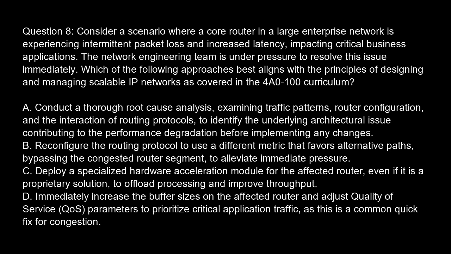protocols, to identify the underlying architectural issue contributing to the performance degradation before implementing any changes. Option B. Reconfigure the routing protocol to use a different metric that favors alternative paths, bypassing the congested router segment to alleviate immediate pressure. Option C. Deploy a specialized hardware acceleration module for the affected router, even if it is a proprietary solution, to offload processing and improve throughput. Option D. Immediately increase the buffer sizes on the affected router and adjust quality of service (QoS) parameters to prioritize critical application traffic, as this is a common quick fix for congestion.